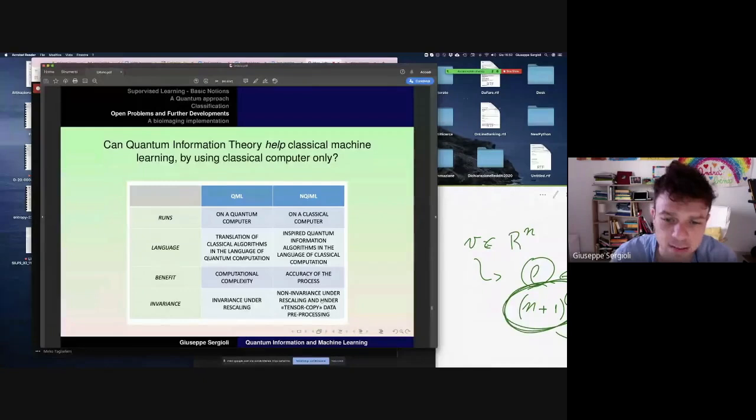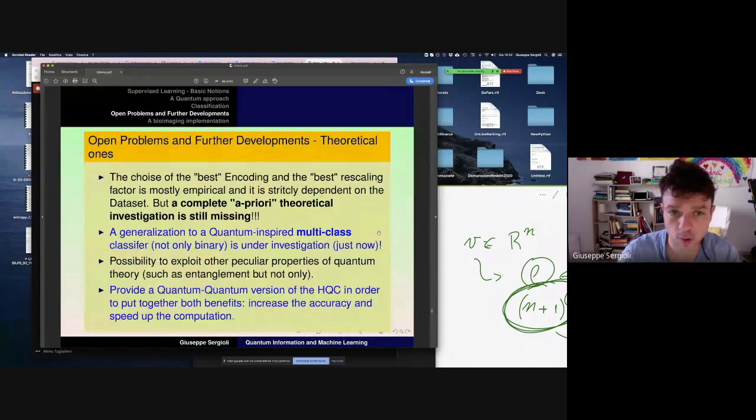Okay, what are the open problems? The open problems are many. The first is that we understand there is an empirical way to establish every time what the best encoding is. But anyway, we can try to make a kind of a priori investigation, maybe even by the covariance matrix of each data set. The covariance matrix is a matrix that gives some information about the distribution of points in a data set. And maybe some investigation about this can give us a priori some information regarding what could be the best encoding, for instance.